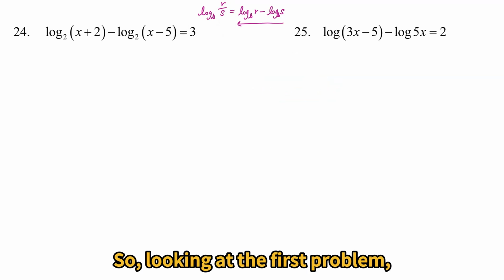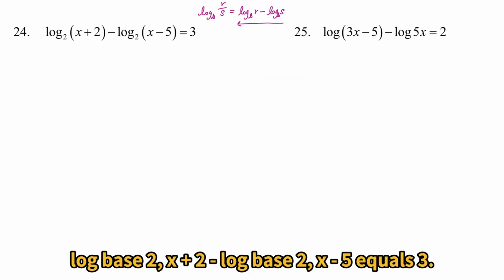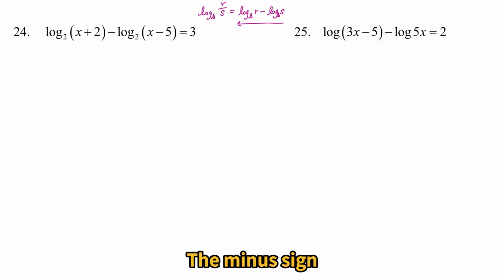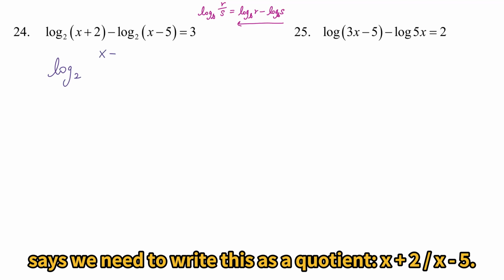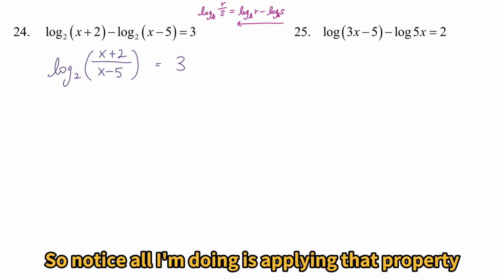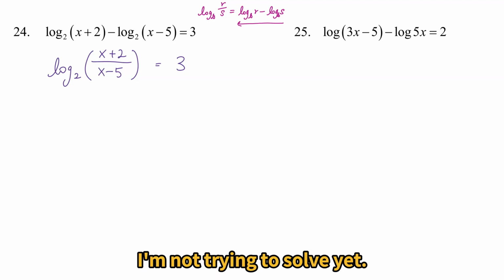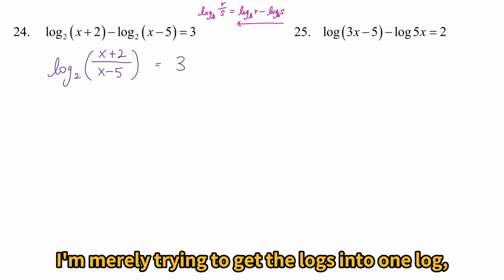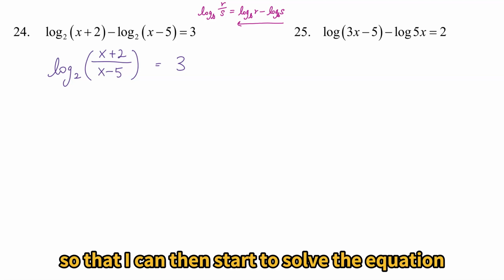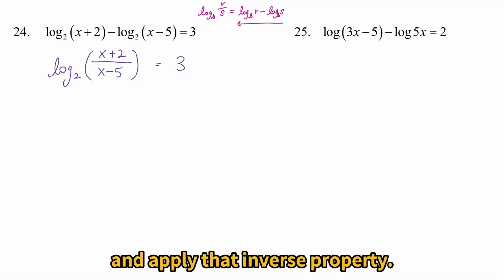So looking at the first problem, log base 2 of x plus 2, minus log base 2 of x minus 5 equals 3. The minus sign says we need to write this as a quotient, x plus 2 over x minus 5. Notice all I'm doing is applying that property on one side of the equation. I'm not trying to solve yet. I'm merely trying to get the logs into one log so that I can then start to solve the equation and apply that inverse property.